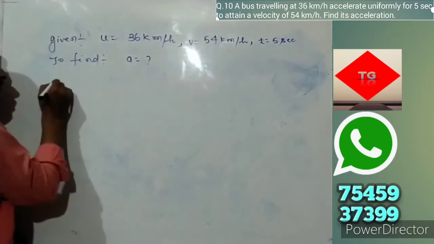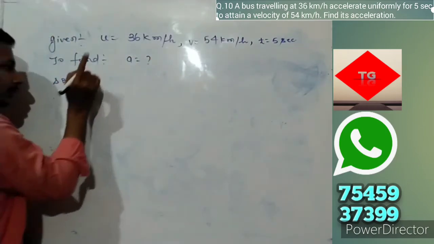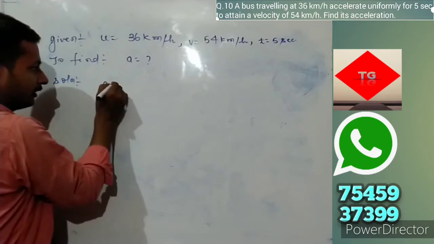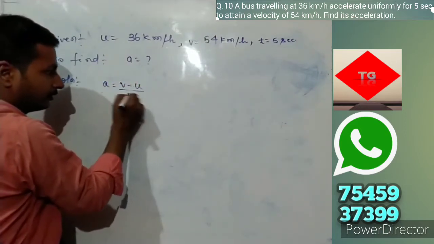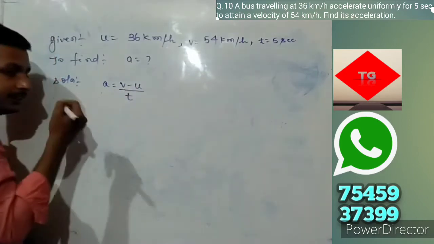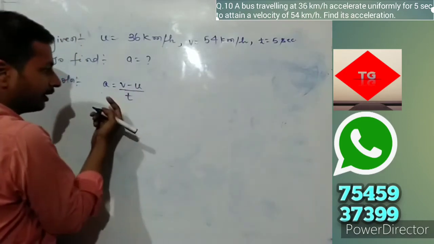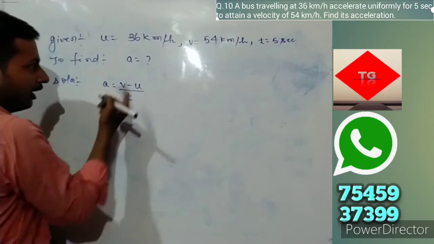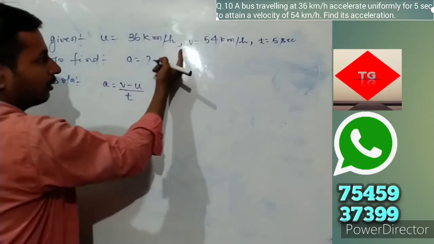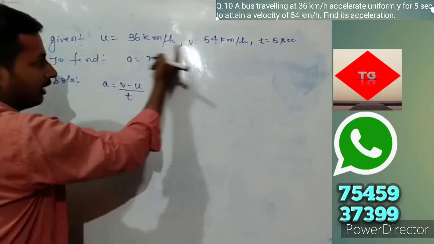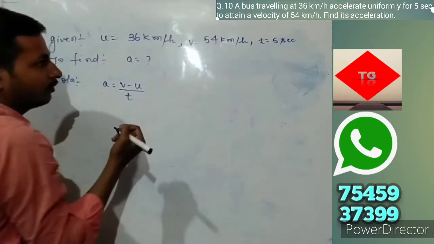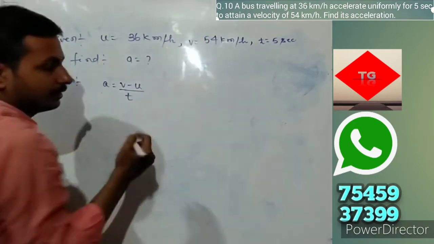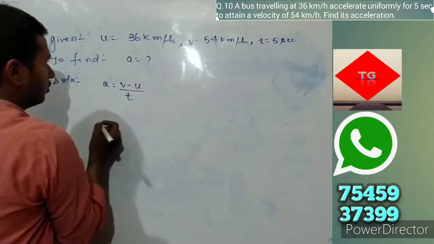And the complete solution is what? You know, acceleration is the change in velocity per unit time. How much velocity changes in one unit of time? Here, 36 km per hour is the initial velocity and v is 54 km per hour. Then you must convert it into the standard unit.